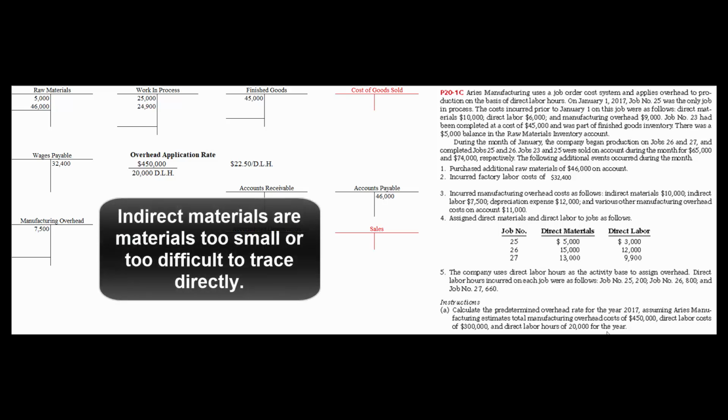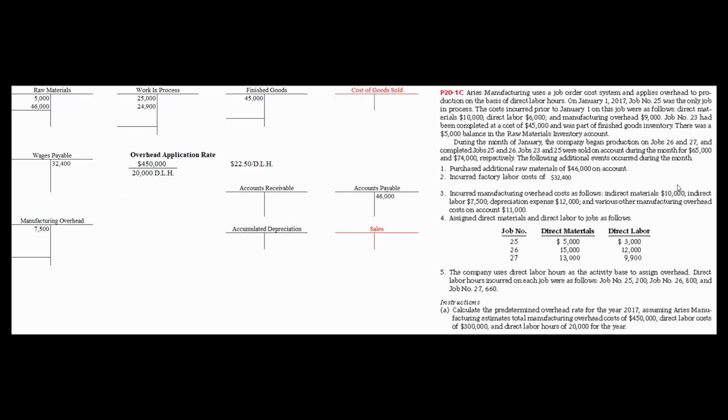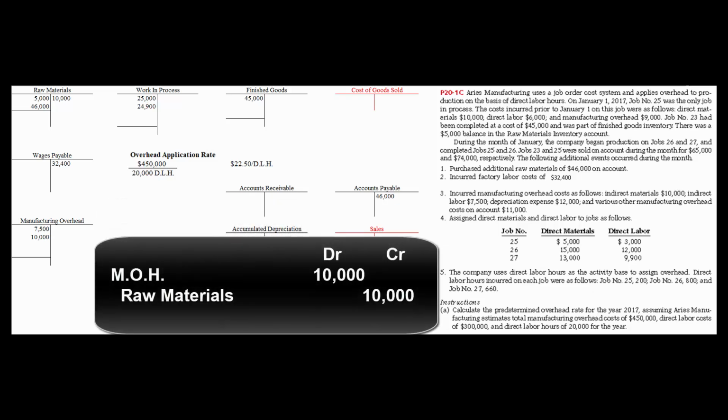Next, the problem tells us that our indirect materials were $10,000. In other words, small little nails, small little brads, glue, sandpaper, little things that we're not going to bother to keep track of, total $10,000. We'll debit manufacturing overhead for those indirect materials and credit raw materials. So they come out of that little cage where Ralph is with all the materials, but we don't tell people, yeah, I'm using 4 nails on job 25 and 6 nails on job 26. We'll just take those indirect materials and move them down in manufacturing overhead and apply them using our manufacturing overhead rate.